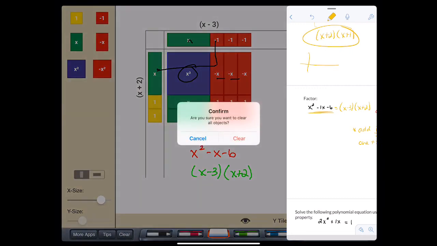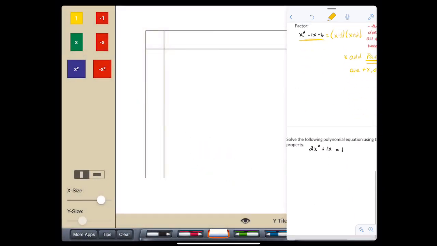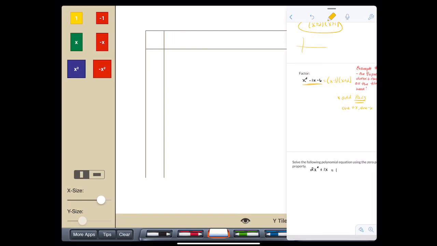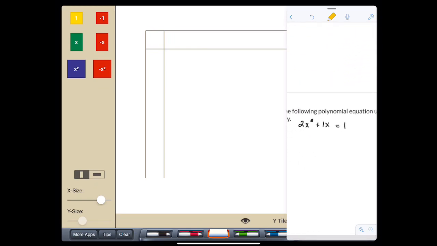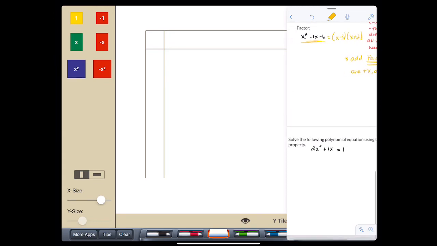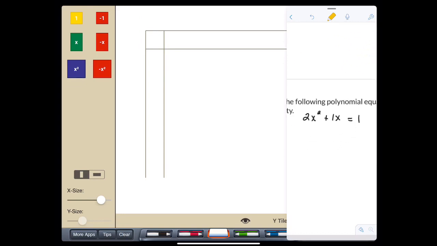Now we're going to go through the last example. Now this last example here is combining two things. It's going back and also reminding us that when we can solve equations, we can do that with the zero product property. So we're supposed to solve this equation using the zero product property. Now the first thing we notice about that equation, to use the zero product property, it needs to be equal to 0.